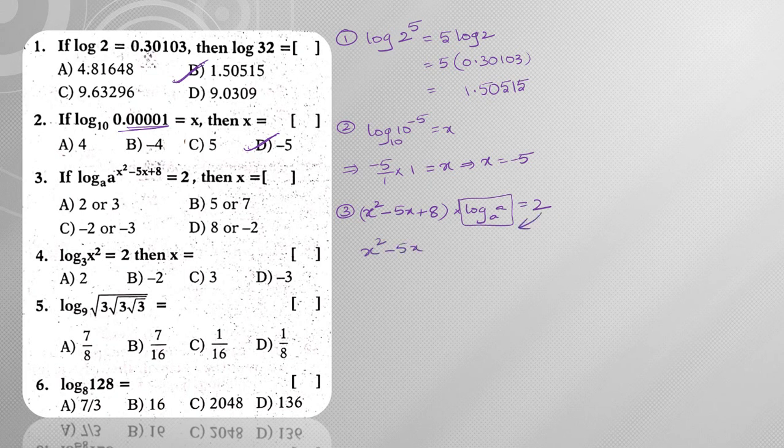This plus 2, when I transpose, it becomes minus 2. So 8 minus 2 is 6. So x square minus 5x plus 6 is equal to 0. By doing factorization, this can be written as x minus 2 into x minus 3 is equal to 0. So from this we will get x is equal to 2 or x is equal to 3. So the answer is 2 or 3.